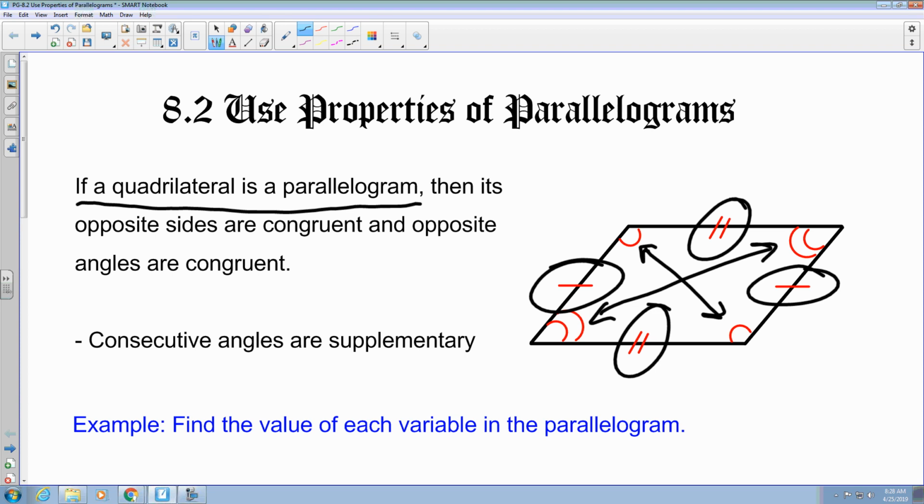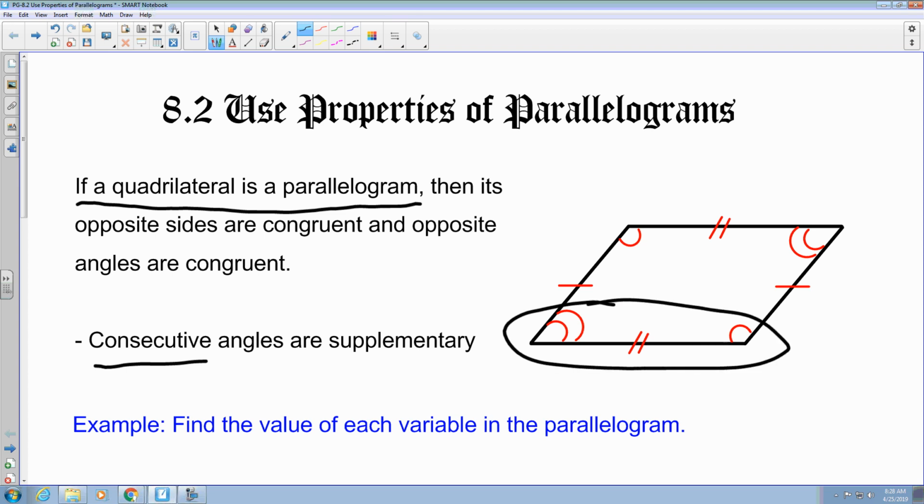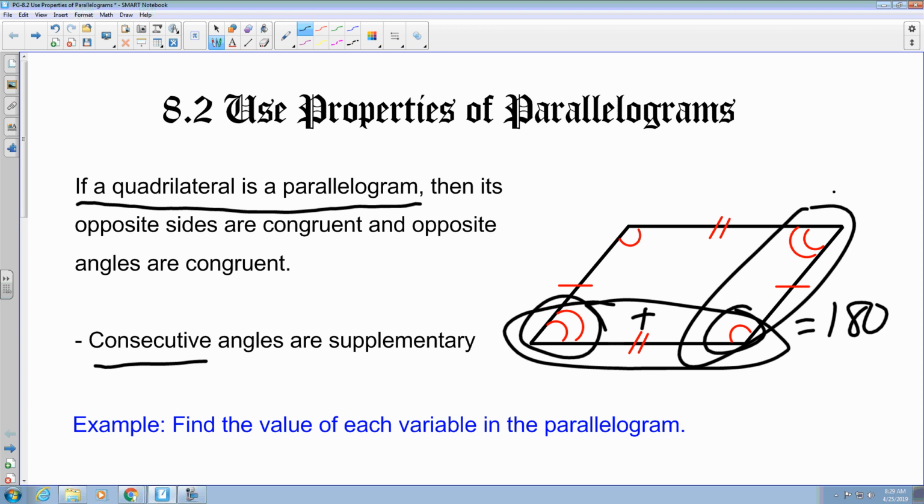From that, it creates some other things that are true. One, consecutive angles are going to be supplementary. So let me erase these things here. That means that whatever value this angle is plus whatever value this angle is going to equal 180 degrees. Okay? Same thing goes for something like this. The result of that sum will also be 180 degrees.